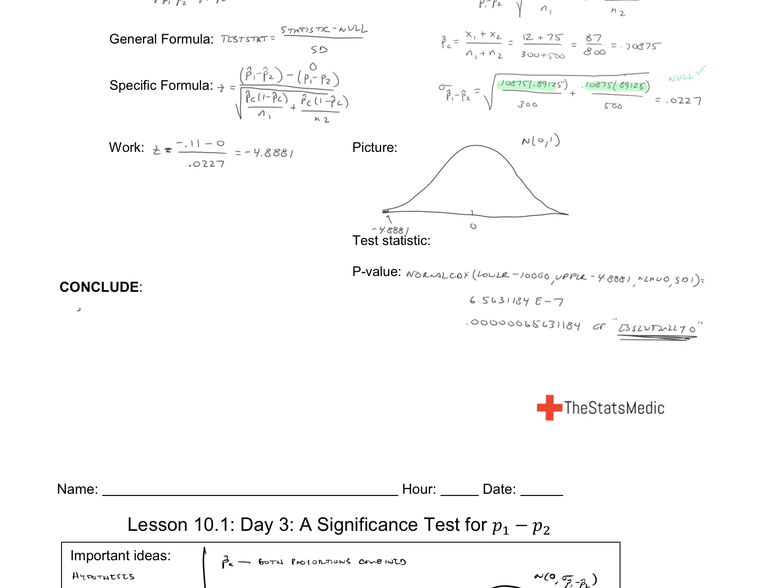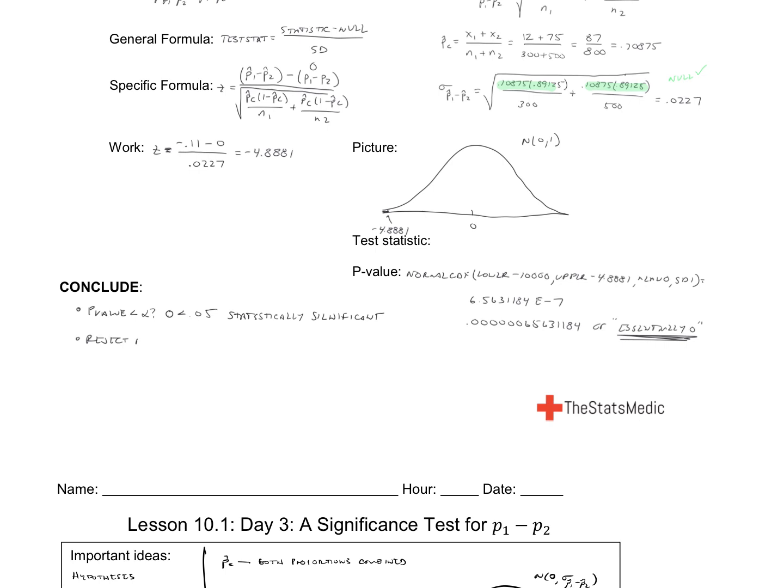And so what we do then is we go through our three-step process. What's our p-value? Is our p-value less than alpha? Well, is 0 less than 0.05? Yep. This is statistically significant. What does that mean? We reject the null.